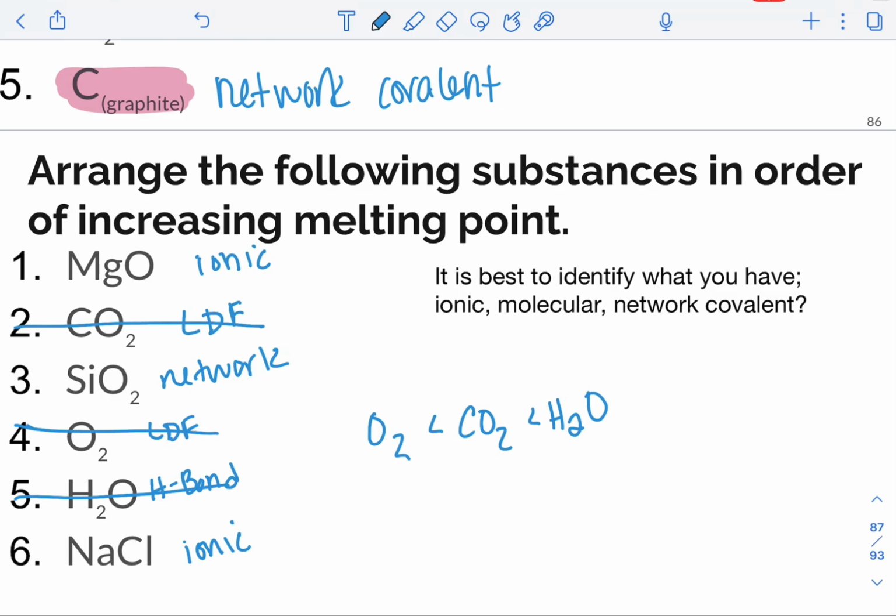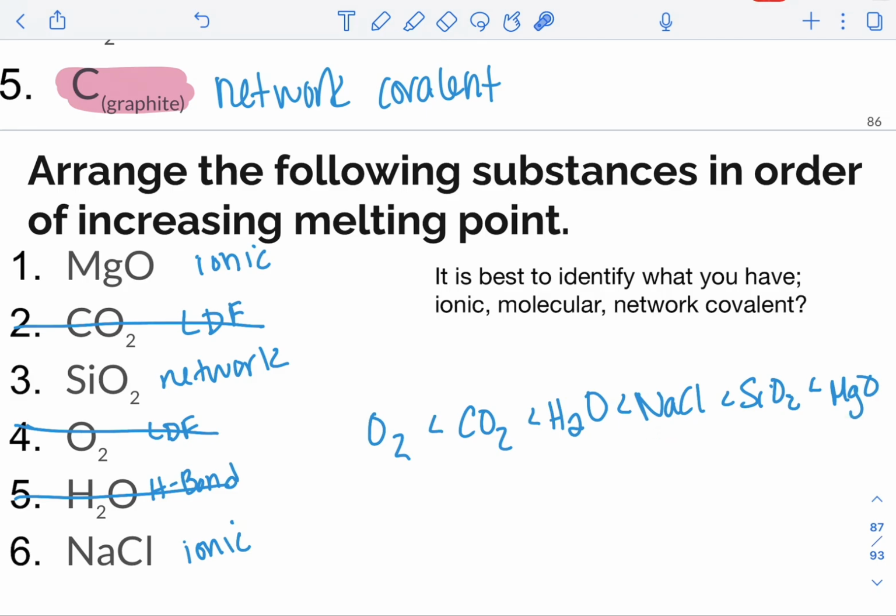Now, technically, if you look up the actual numbers for this, network covalent will go in between these two ionic compounds, but that's not necessarily something you would be expected to know. So they would probably give you more information to decide between network covalent and ionic. You would have to be given the boiling point or something like that. So I will tell you that it would be NaCl and then SiO2 and then MgO. But again, they wouldn't expect you to know that this one goes in between them. They would expect you to know that NaCl is less than MgO.